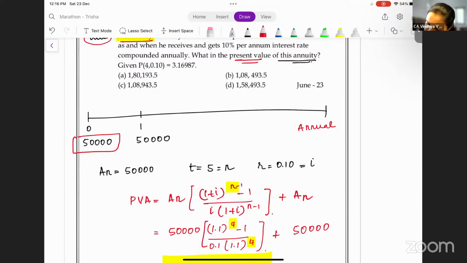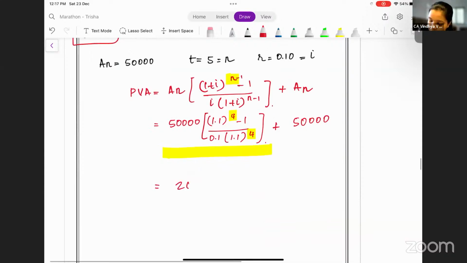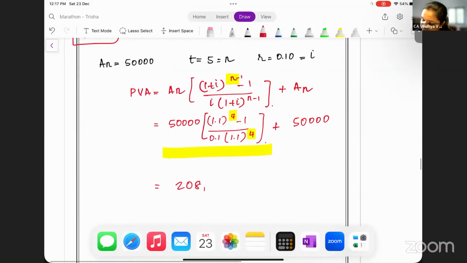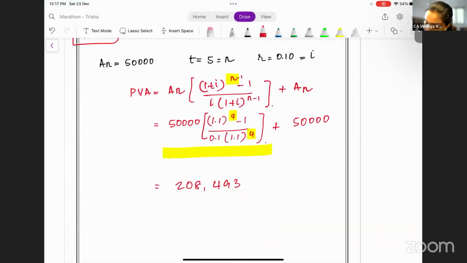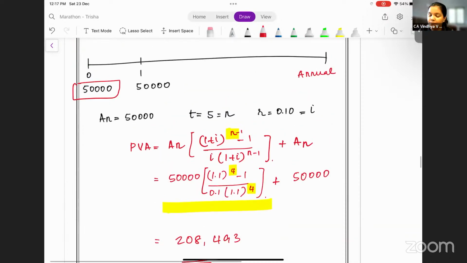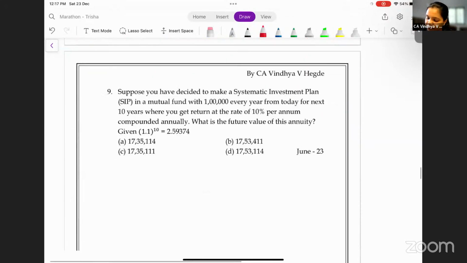There's a small change that you need to make here. This is 2 lakh and this is also 2 lakh. There's a printing mistake there. So the final answer is 2,08,493, which is option B. Is this clear? Remember, when you're finding present value annuity, it is always n minus 1. Why? Because the first deposit that you make is already at its present value. So you just have to add it afterwards.